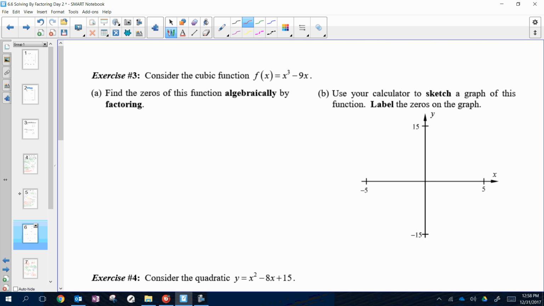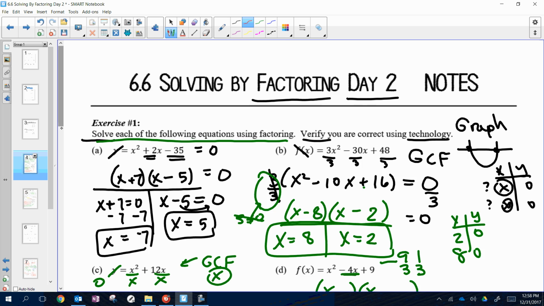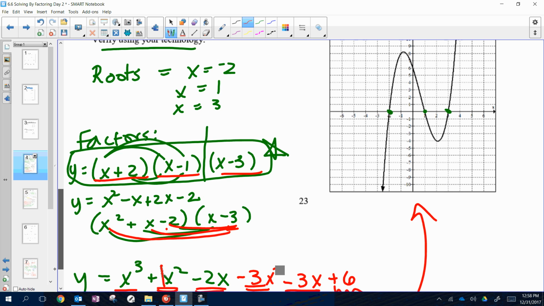Okay, on this page, wait a minute, something just caught my eye there. Was that exercise 3 already? Nope, it was exercise 2.